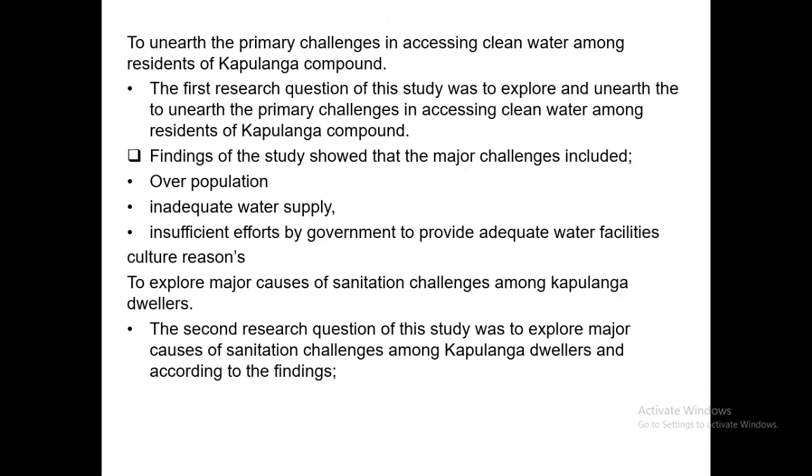The findings of the study showed that the major challenges included overpopulation, inadequate water supply. Take note of that, Mr. Ekoli and Mr. Amia. Inadequate water supply, insufficient efforts by government to provide adequate water facilities, and cultural reasons.